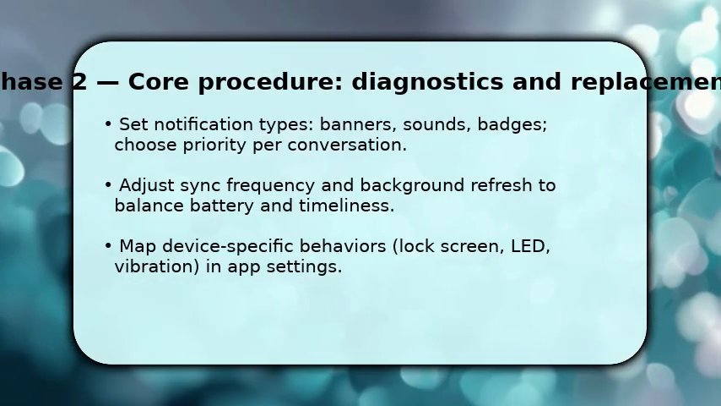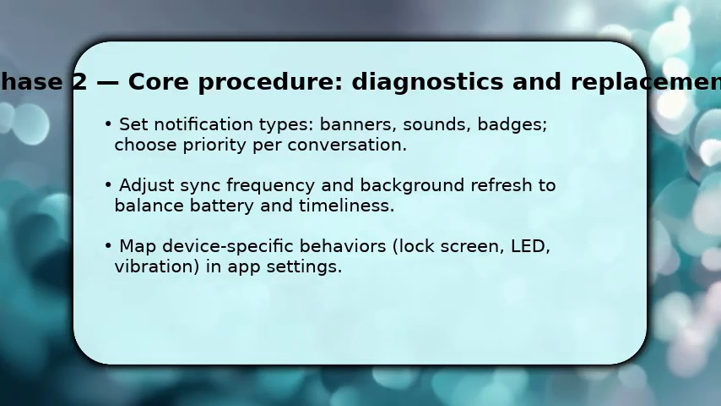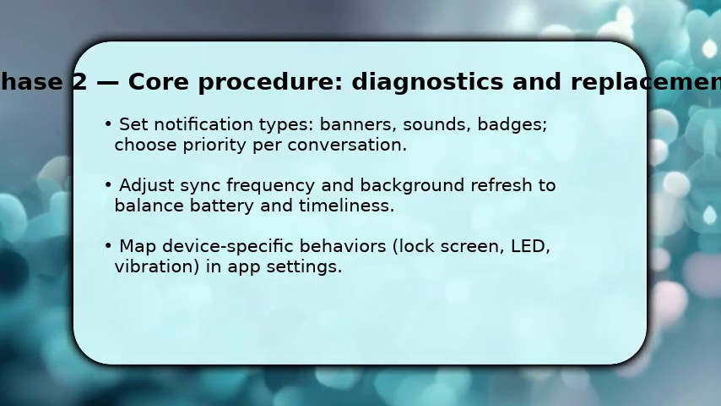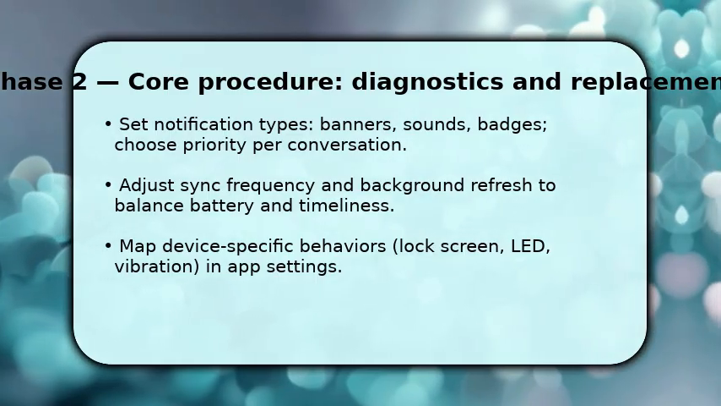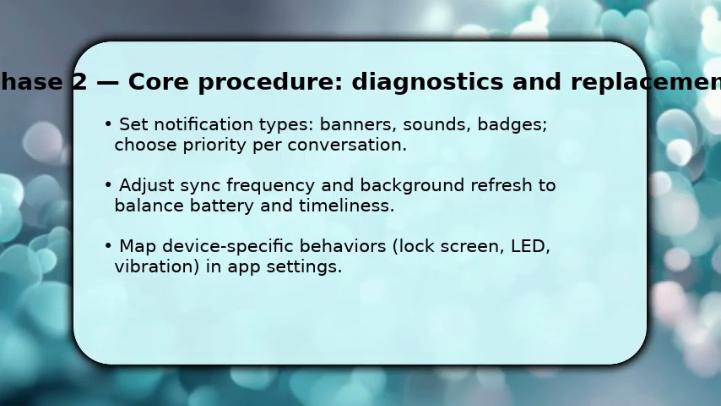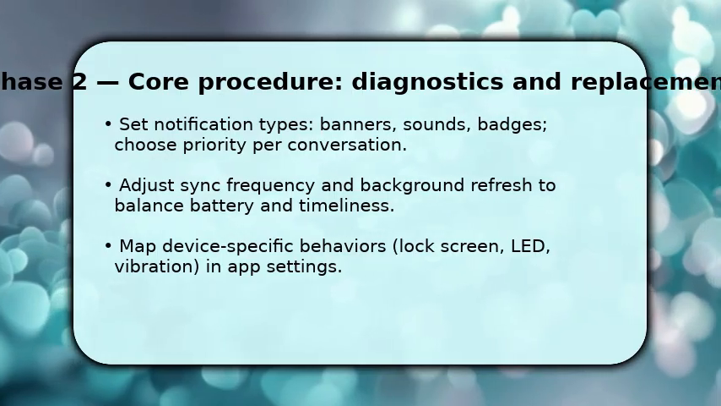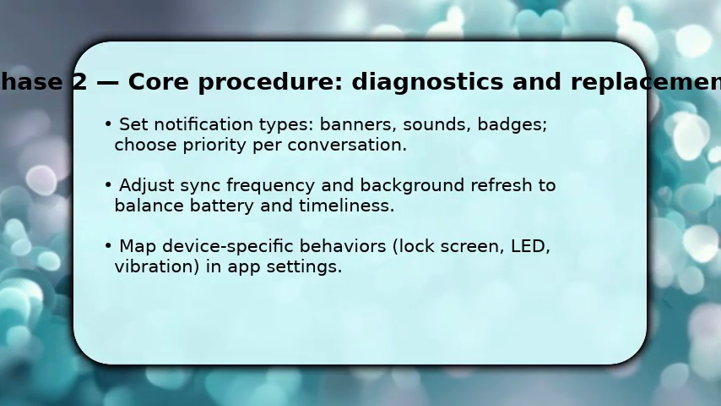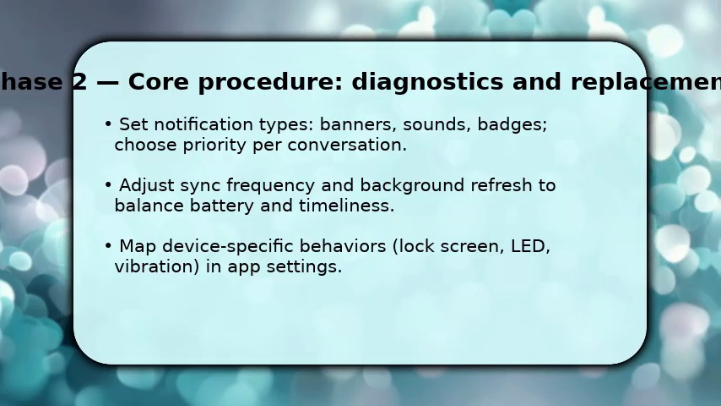You now configure how notifications behave across devices so they feel consistent. Start by choosing banner style, sound, and badge counts for each conversation, because different priorities require different treatments. Then set sync frequency and background refresh to balance battery life with timeliness. For critical alerts, choose more frequent checks. Make sure you align device-specific options.